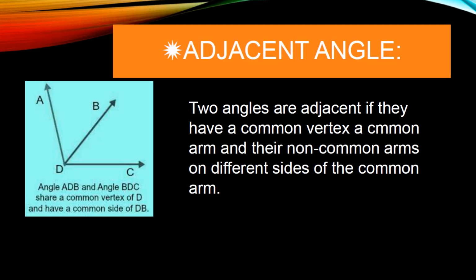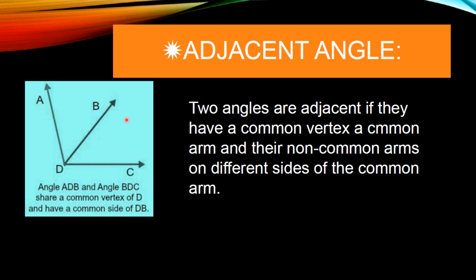Right. Now come to the next type of angle, adjacent angle. What is meant by adjacent angle? Two angles are adjacent if they have a common vertex, a common arm, and their non-common arms on different sides of the common arm. See this diagram, my dear children.